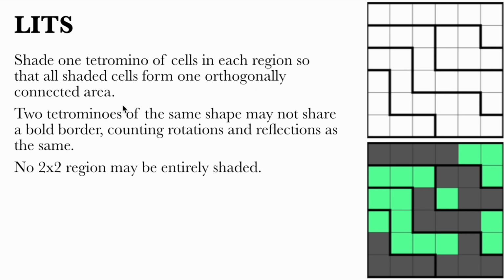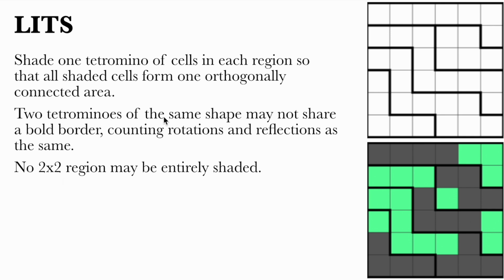area. So let's do a couple definitions here. A tetromino is just a connected set of 4 cells. So for example, this is an S shape, this is an L shape, this is a T shape, and so on. Orthogonally connected area is just a way of saying in this kind of grid that you can get from any shaded cell to any other shaded cell by only traveling through shaded cells in the grid.